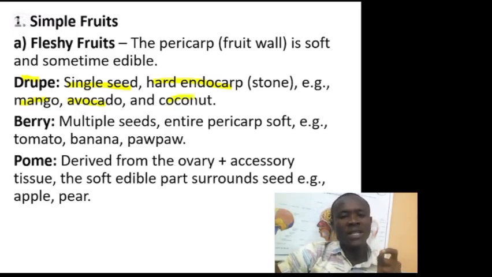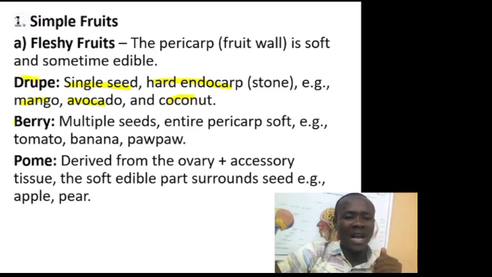The coconut is not a nut. Coconut is a drupe because it just has one seed and it has a hard endocarp. That's why we don't put it under the nut. When we talk about the description of the nut, you will know that this coconut is not a nut.